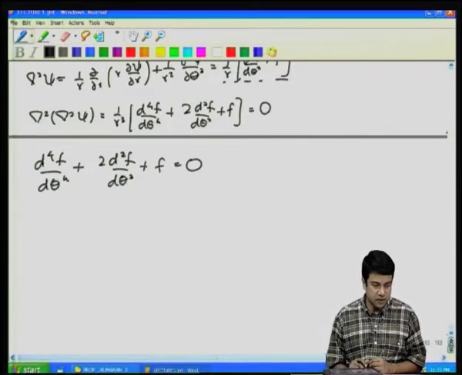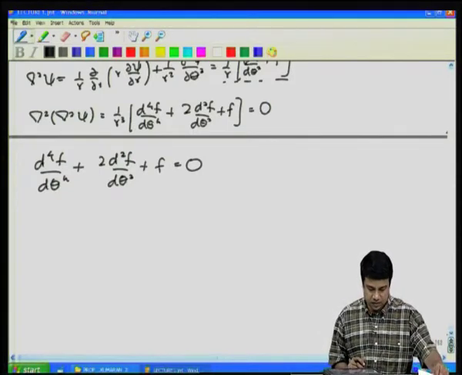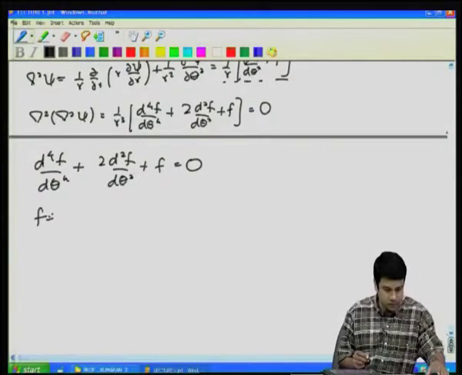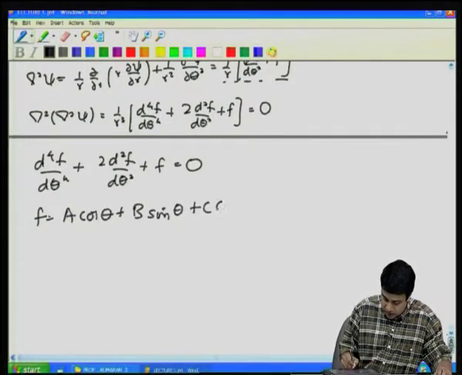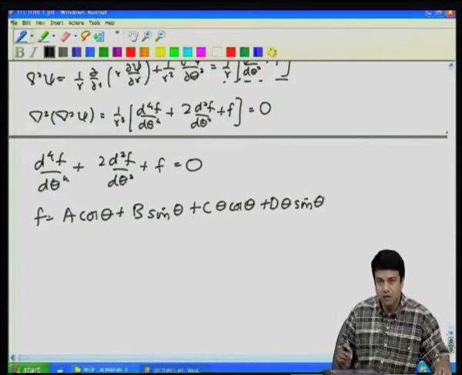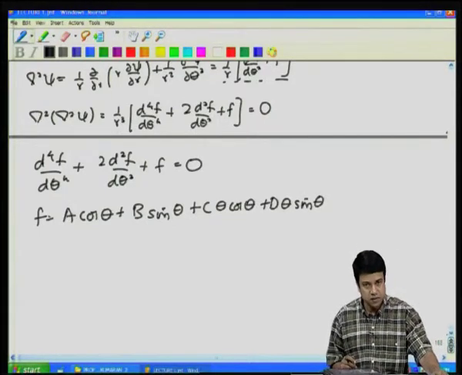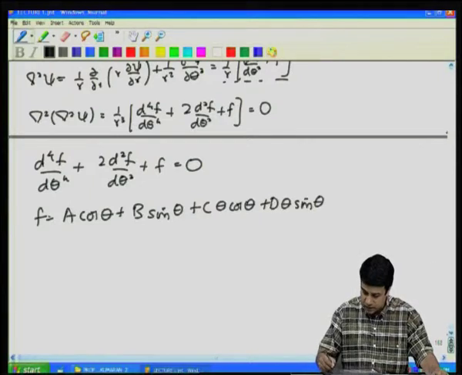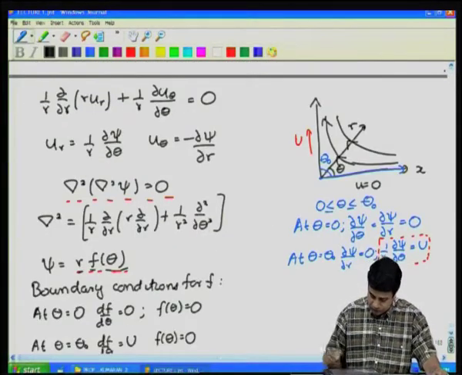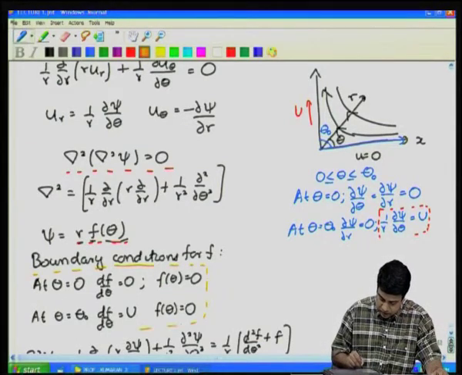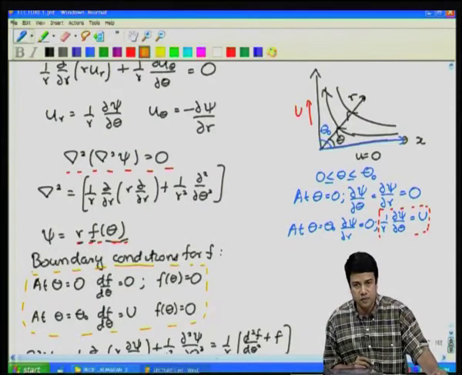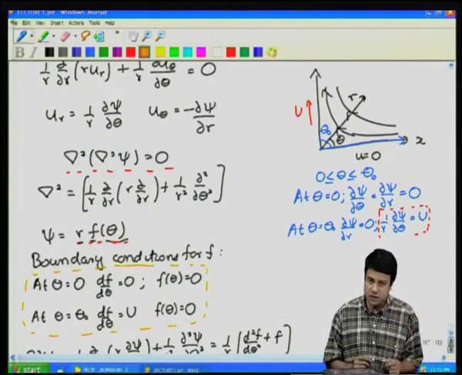Linear differential equation can be solved quite easily to get f is equal to a cos theta plus b sin theta plus c theta cos theta plus d theta sin theta, where a, b, c and d are the 4 constants of integration which have to be evaluated using the 4 boundary conditions that we have in here. Just a little bit of algebra to do it.